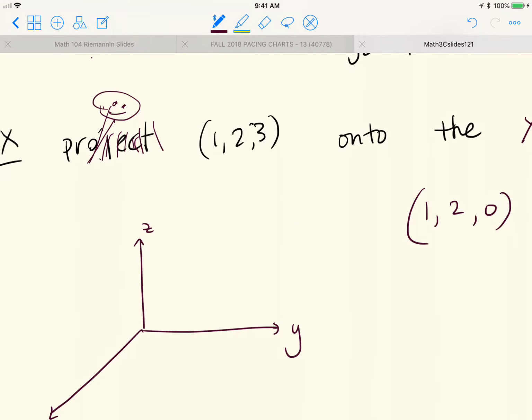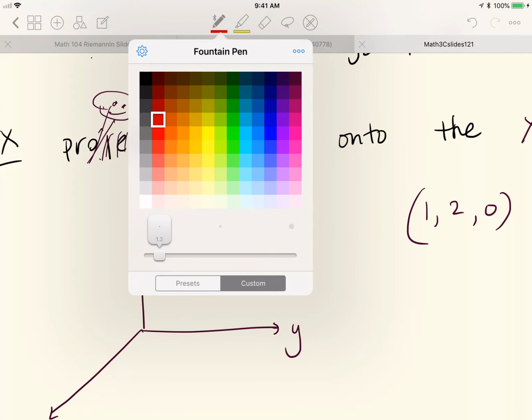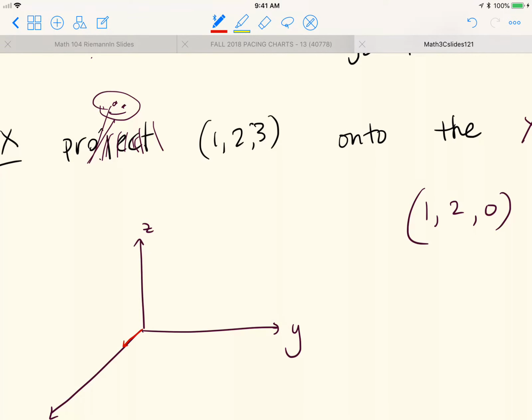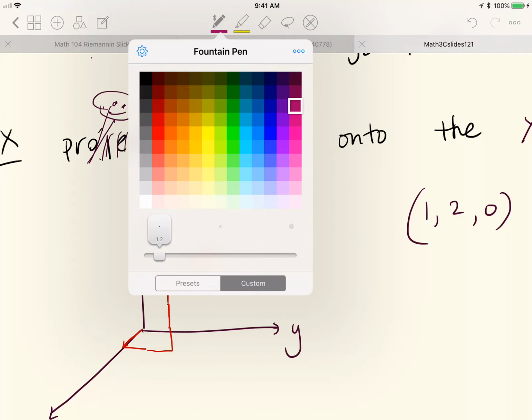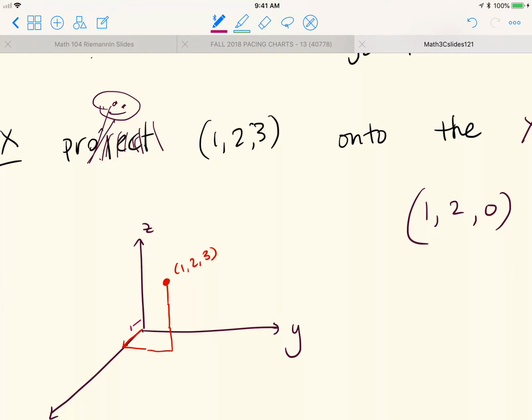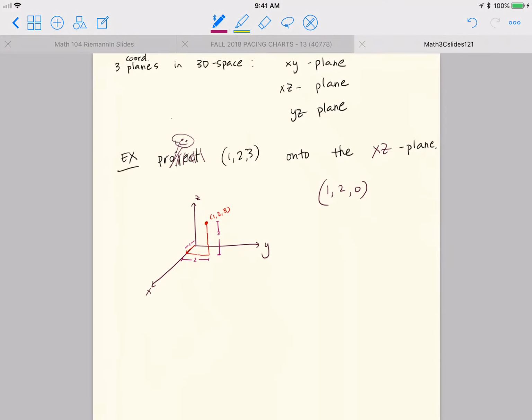Okay, so we said that we're coming, so you come down 1, you move up 2, and then you move, sorry, to the right 2, and then you move up 3. So this is 1, comma, 2, comma, 3. And then we're moving 3 up and down. And we want to project onto the xz plane.